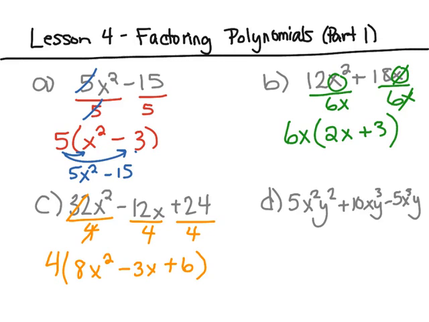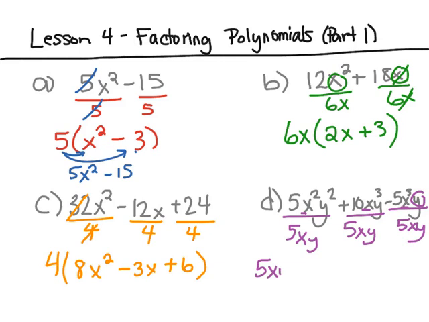For the next one, we have x's and y's and 5's. Now 5 is common between all of the terms. We have an x in every term, but we do not have anything bigger than an x, so we can only take out one x. If we had at least an x squared in each term, we could take out an x squared. We have at least a y in each of them, so we're going to take out one y. So always look for your smallest variable.